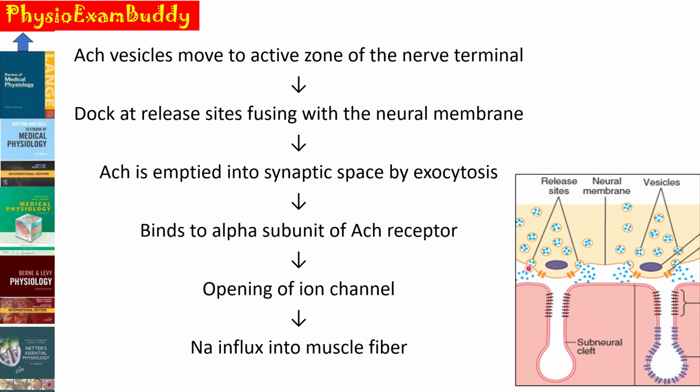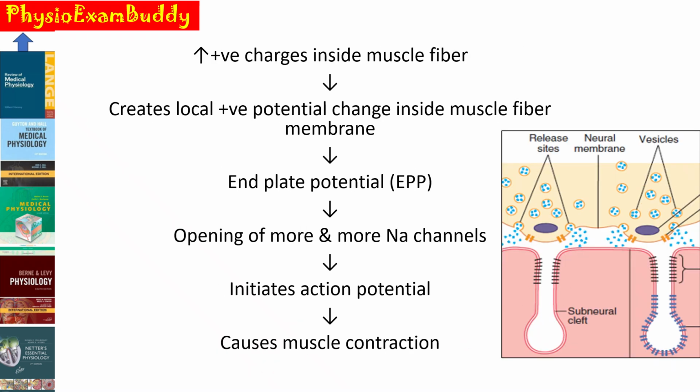Finally, acetylcholine is emptied into the synaptic space by the process of exocytosis, and the exocytosed acetylcholine binds to the alpha subunit of the acetylcholine receptor, causing the opening of the ion channels and resulting in the influx of sodium ions into the motor end plate or muscle fiber. This increases the positive charge inside the muscle fiber, creating a local positive potential change in the muscle fiber membrane, resulting in the end plate potential or EPP, which causes more opening of the sodium channels, initiating an action potential and finally causing skeletal muscle contraction.